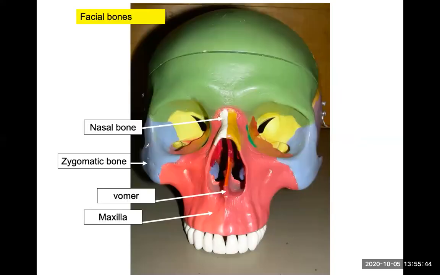Let's see. We looked at these already, just a reminder. We have the nasal bone, we have the vomer as a separate bone. What you see in red as a whole, that's your maxilla. And your cheekbone, depicted in blue, those are your zygomatic bones.